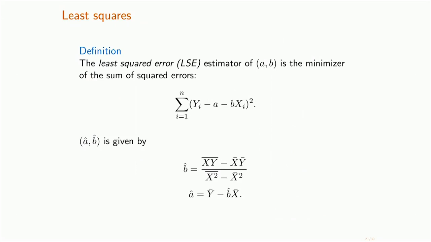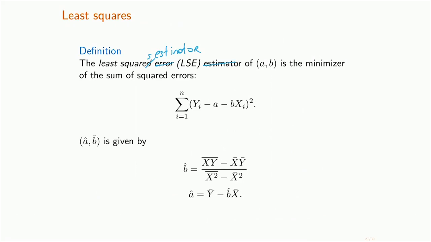And so this, I thought I corrected this. Okay. Sorry, so this is not the least squared error. This is the least squares estimator. It's the least squares estimator of a, b, and it's just the minimizer of the sum of the squared errors, or the average of the squared errors. Okay, and so that gives you some a hat and b hat that look like this.